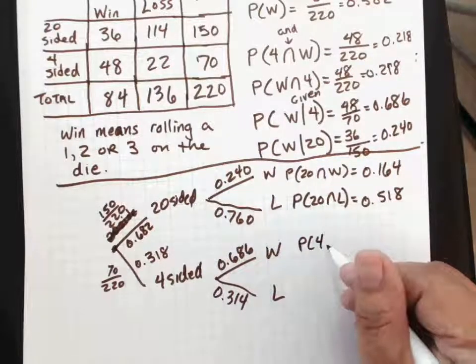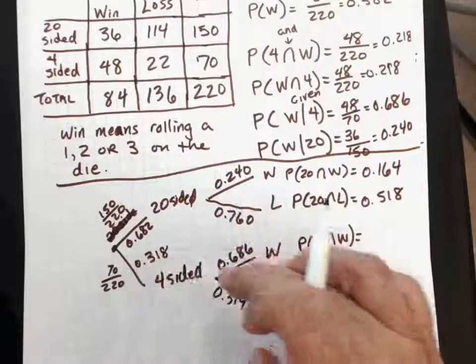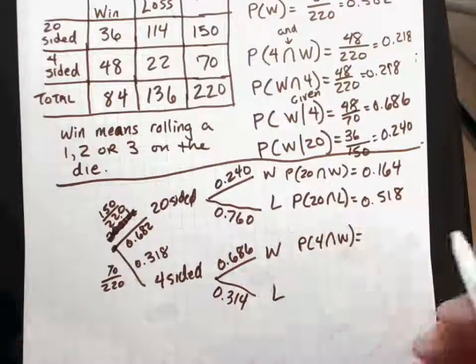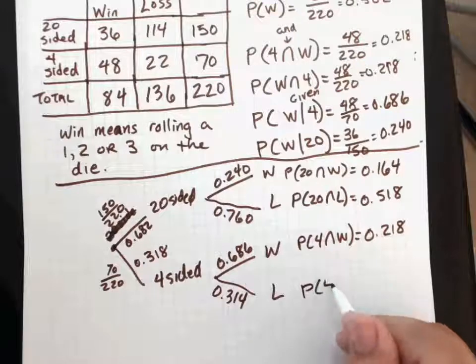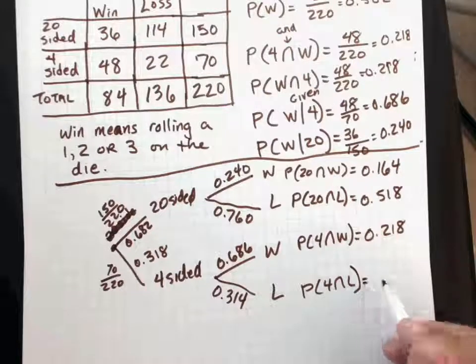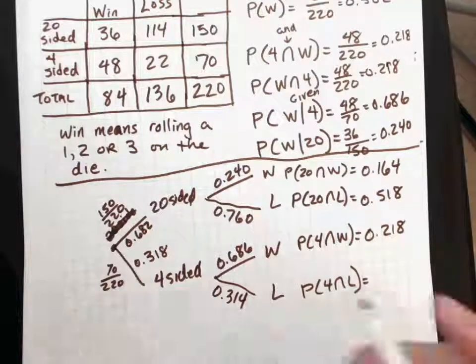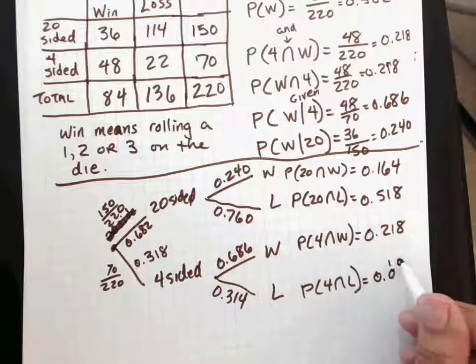All right, so the next one would be the probability that a roll was with a 4-sided die and it was a winner. Multiply this, 0.318 times 0.686. And I'm getting 0.218. Then the probability it was a 4-sided die and it lost is 0.0998, so this is really 0.100.